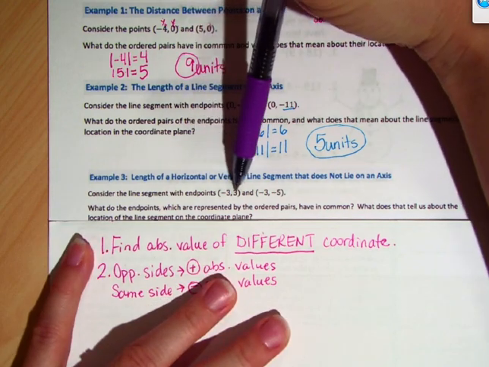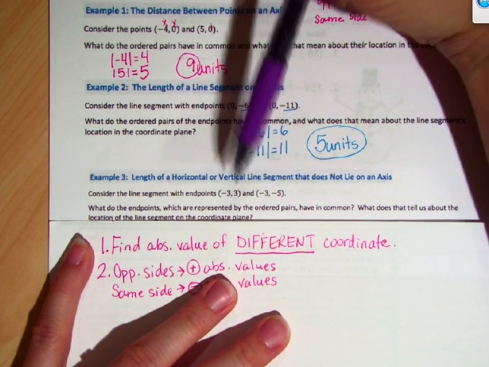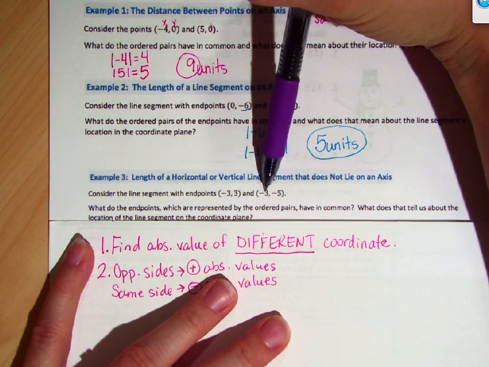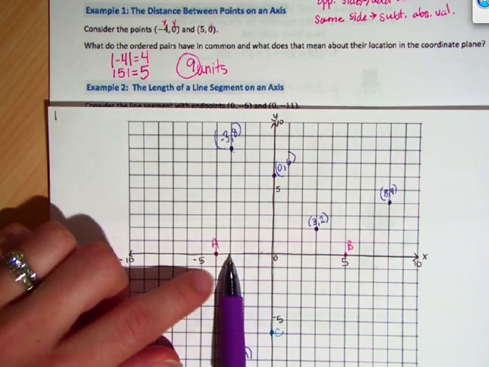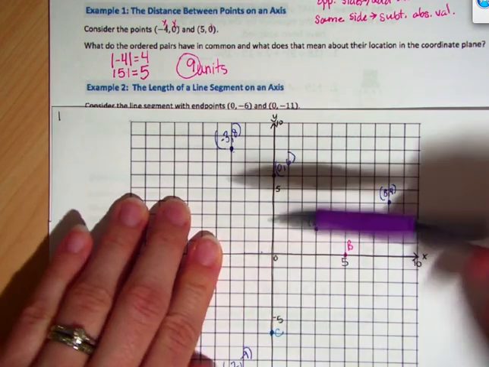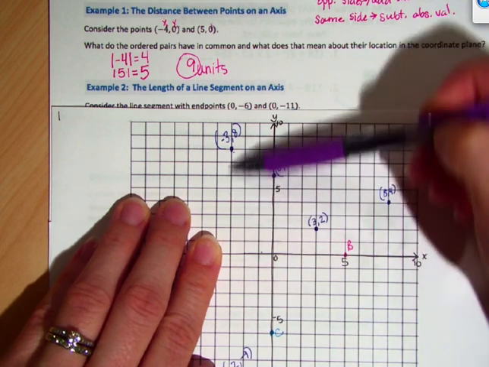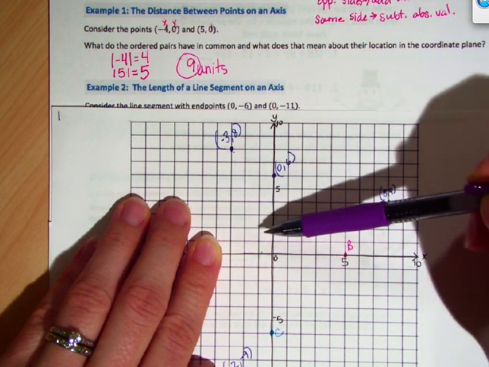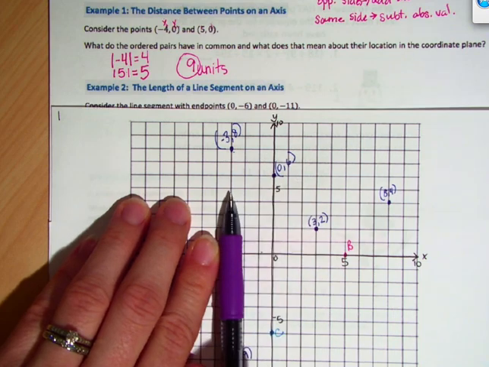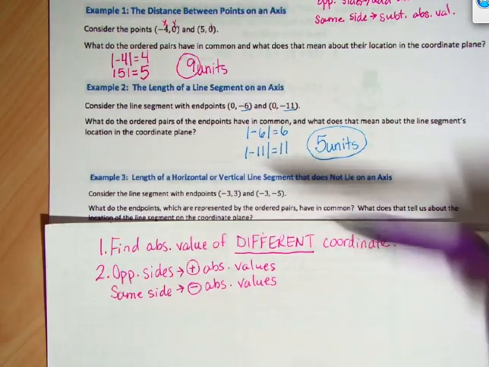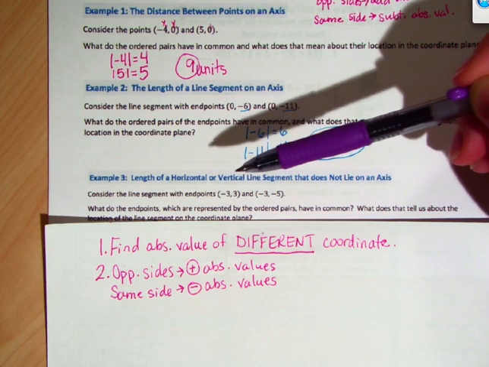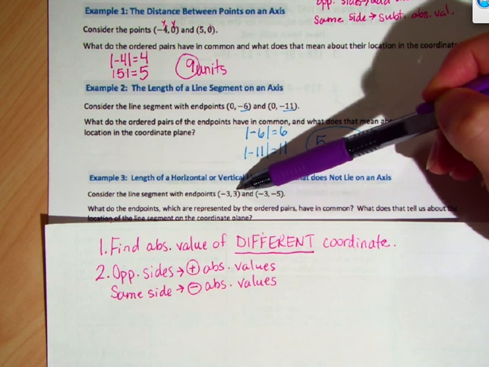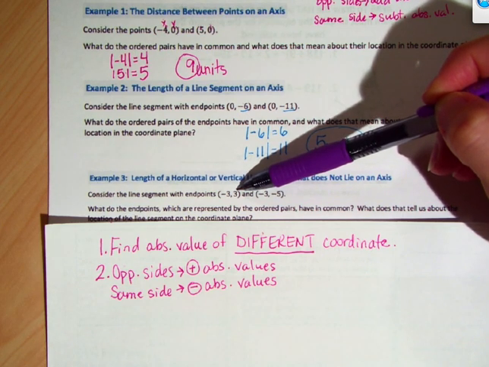Well, I see (-3, 3) and (-3, -5). I see they both have a -3. That means that they're both going to start by going to the -3 on this x-axis here. That tells me that they're both going to lie on this line here. Not on the x-axis, but on this vertical line. So if they share an x-coordinate, they're going to lie on the same vertical line. If they share the same y-coordinate, they're going to lie on the same horizontal line.